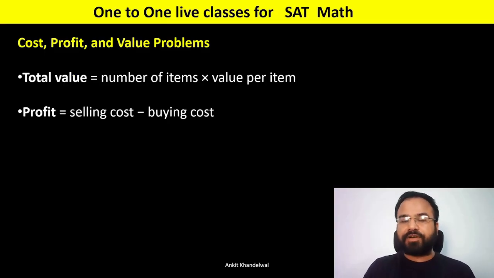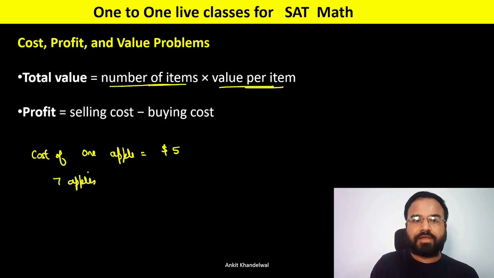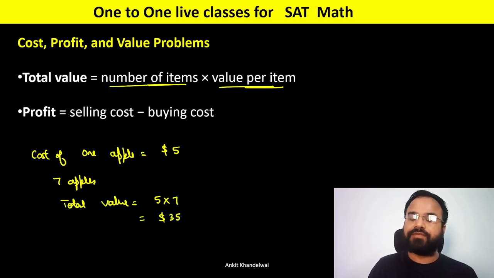So the different types of word problem, one of them is cost, profit and value problems. One very basic formula which we can use is: total value of anything will be equal to the number of items multiplied by the value per item. For example, let's suppose the cost of one apple is $5. So a total of 7 apples are there. What is the total value? Total value for the 7 apples will be how much? 5 multiplied by 7, which is $35.